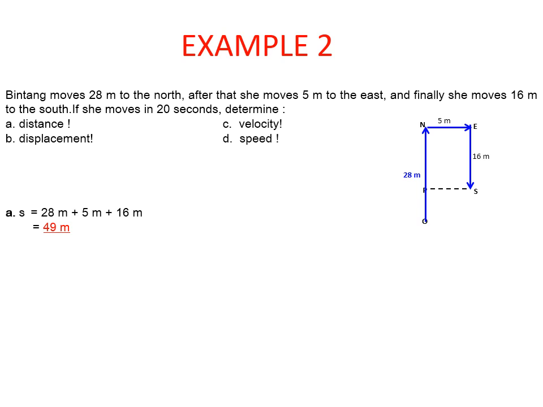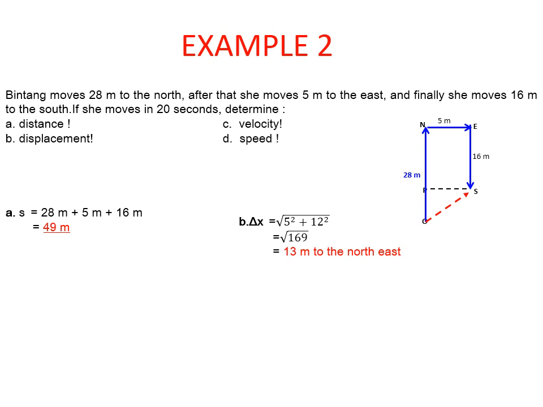And for the displacement, because displacement just depends on the initial position at point O and the final position at point S, the displacement is shown by the red arrow. Because of that, the displacement delta x equals the square root of 5 squared plus 12 squared. So delta x equals the square root of 169. So the answer is 13 meters to the northeast.